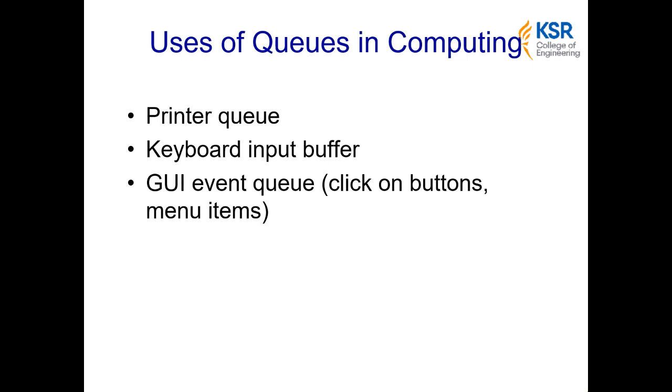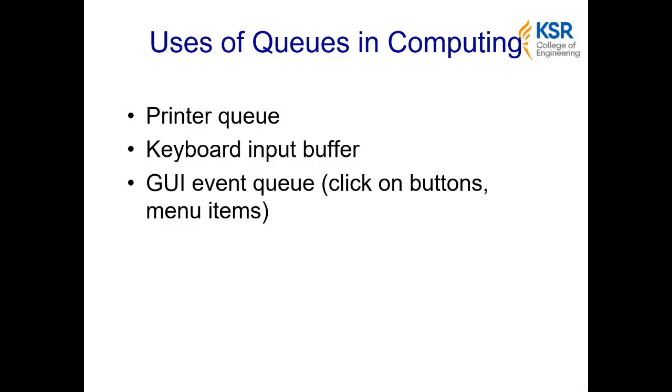So what are the uses of a queue in computing? It is used in a printer. If there is a document of 16 pages and you click on the print button, it will get printed from 1 up to 16 pages continuously, ordered in a queue.